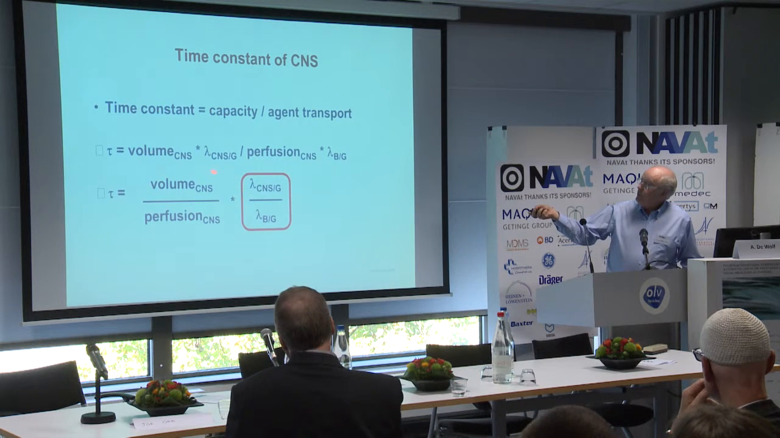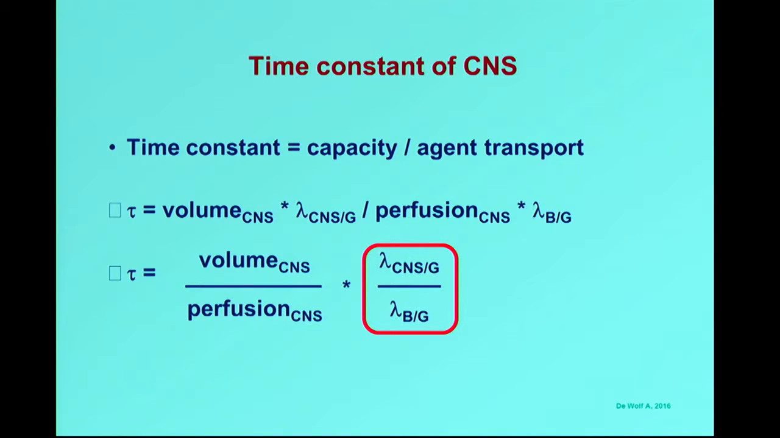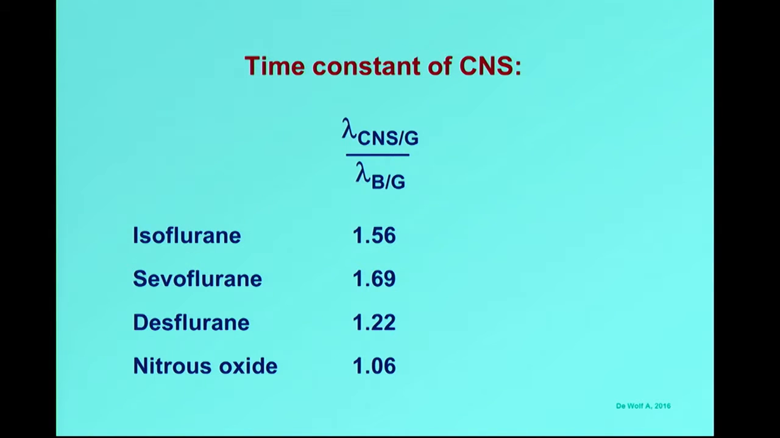If we rearrange this formula, we see that these parameters are constant and that on the right, these parameters are variable for the different agents. So if we look at that parameter on the right for different agents, we see that it's higher for isoflurane and sevoflurane than for desflurane, and nitrous oxide has the lowest value. In other words, nitrous oxide is much faster out than any of the other agents.